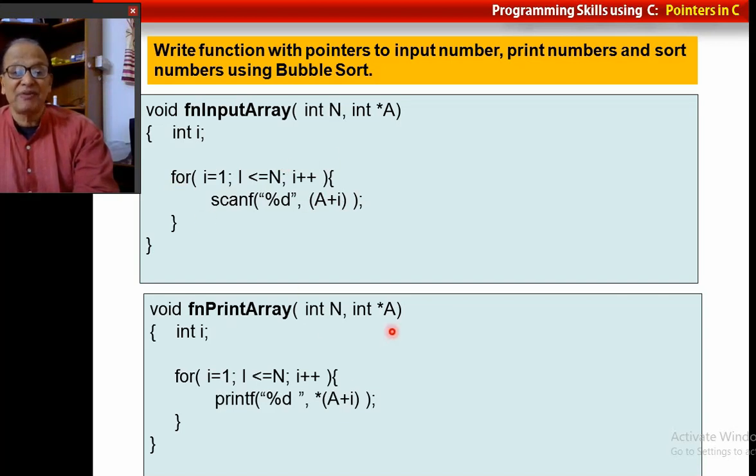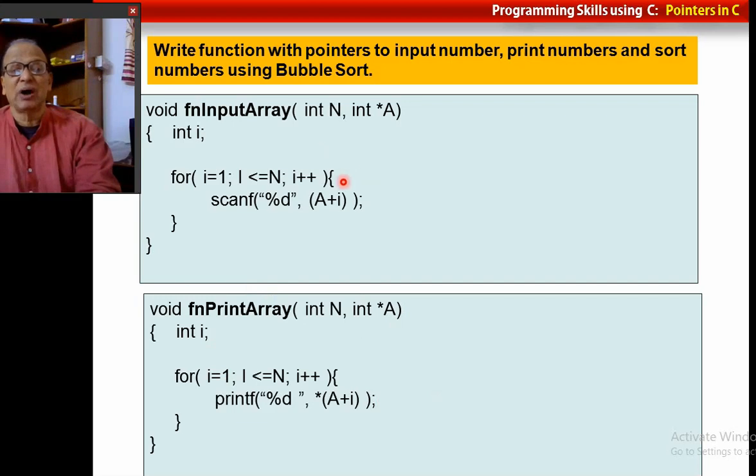For printf, please remember I have to give star here, because I have to give the content at that particular location. Therefore, in this case, it is star within brackets a plus i. Don't write star a plus i. It's wrong. Star within brackets a plus i, and then this is for printing the content of the array.